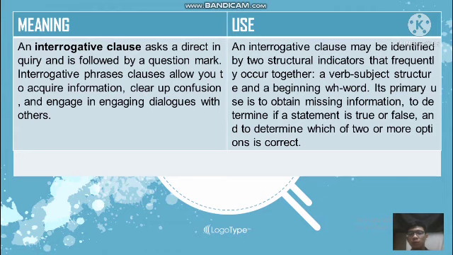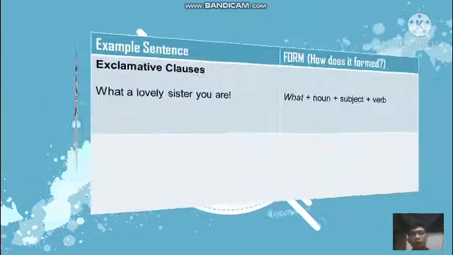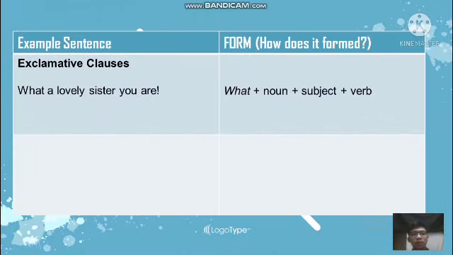As for the use, an interrogative clause may be identified by two structural indicators that frequently occur together: a verb-subject structure and a beginning WH word. Its primary use is to obtain missing information, to determine if a statement is true or false, and to determine which of two or more options or choices is correct. Now, exclamative clauses. Example: what a lovely sister you are.